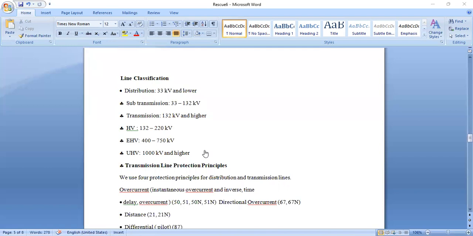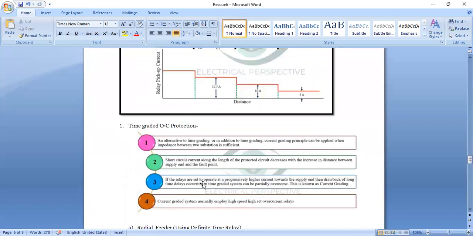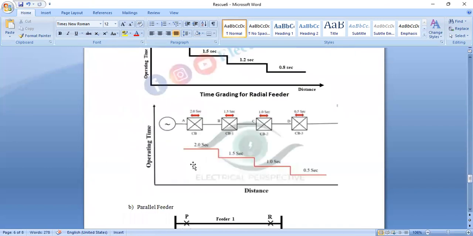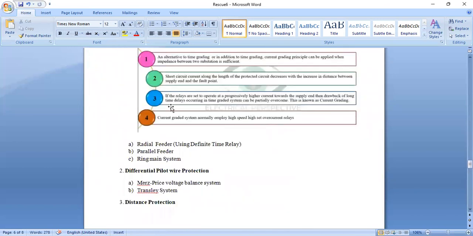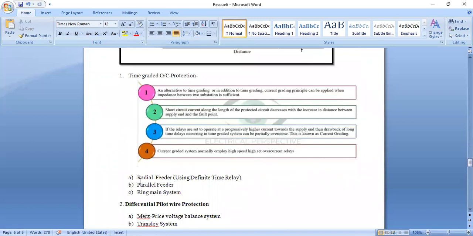is nothing but the line or the feeder divided into two sections. Okay, this is current graded and this is time graded. The time graded protection is classified into three types: radial feeder, parallel feeder, and the ring main system. Using the definite time relay, instantaneous relay, very inverse instantaneous relay, it is again classified into the overcurrent protection.